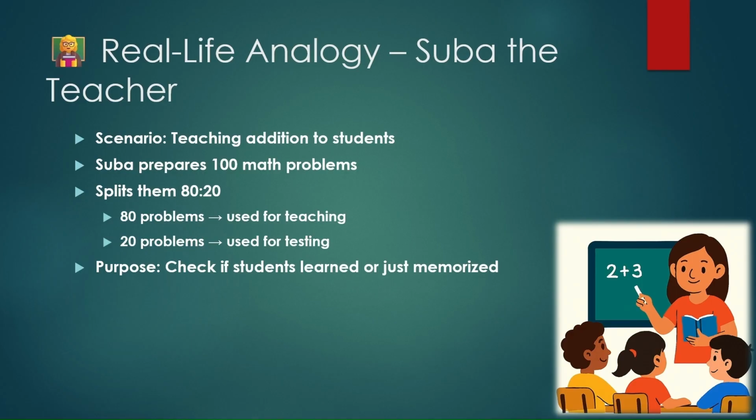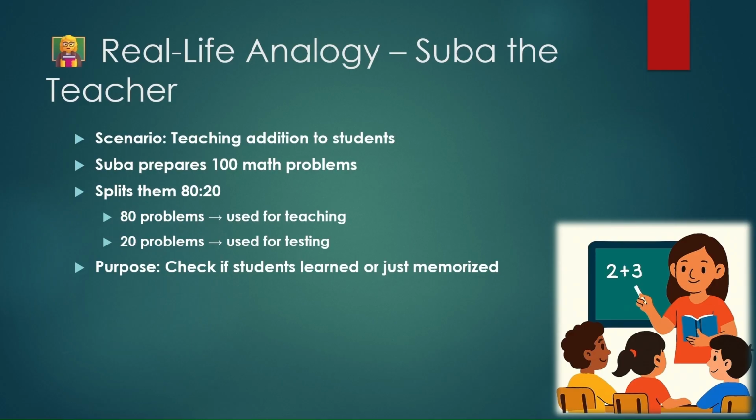Subha is a teacher at a primary school. Today, she plans to teach her students how to solve addition problems. To do this, she prepares 100 math problems. She then divides these problems into two sets using an 80-20 ratio.